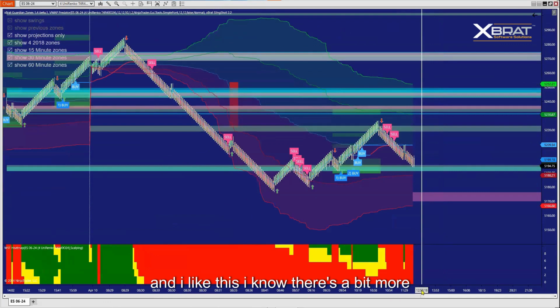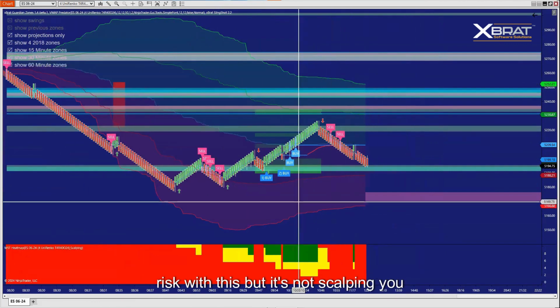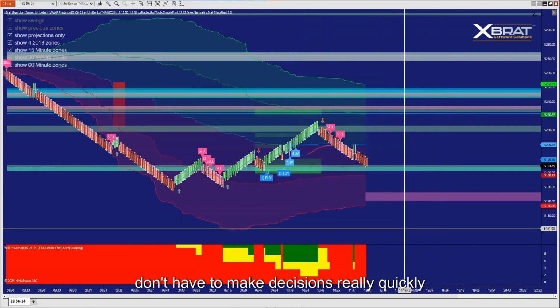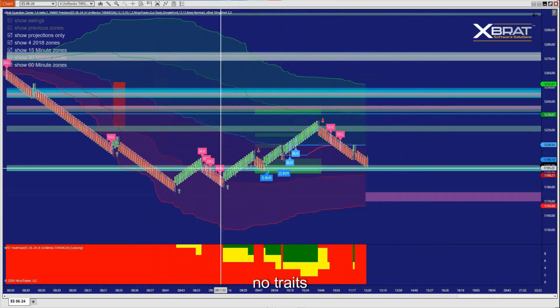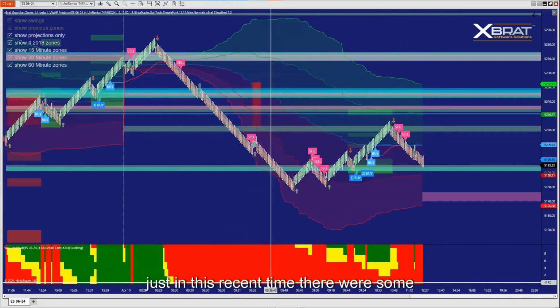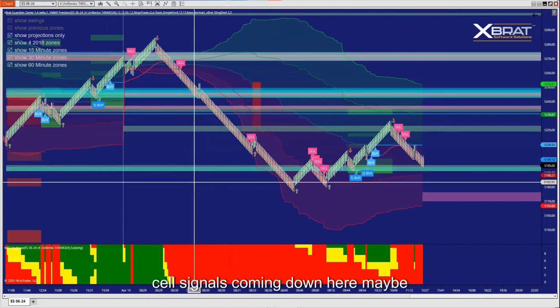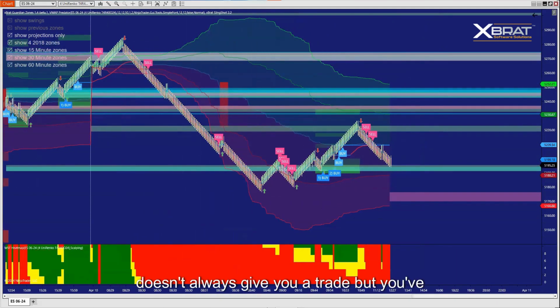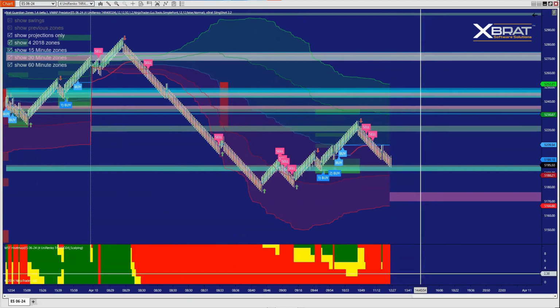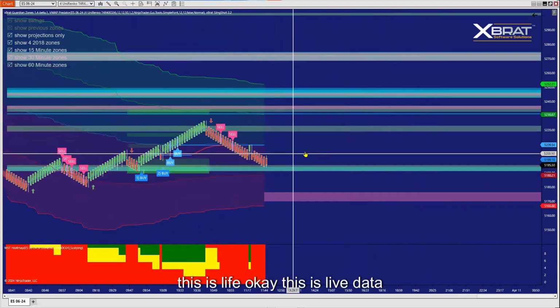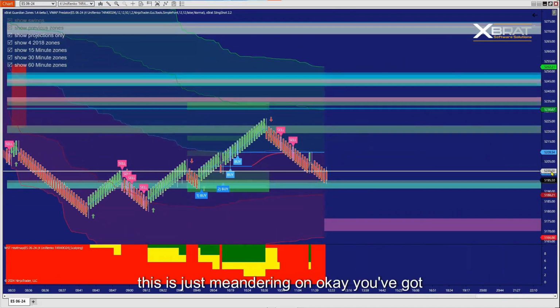And I like this. I know there's a bit more risk with this, but it's not scalping. You don't have to make decisions really quickly. Understand what's going off. Today, there was no trades. Just in this recent time, there was some sell signals coming down here, maybe. Doesn't always give you a trade, but you've got so much time to make a decision. This is live, okay? This is live data. This is just meandering on, okay? You've got time to make decisions.